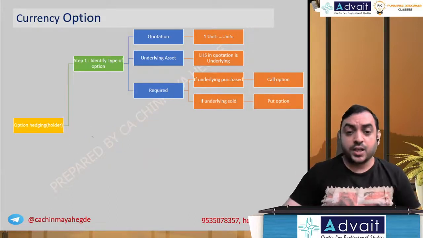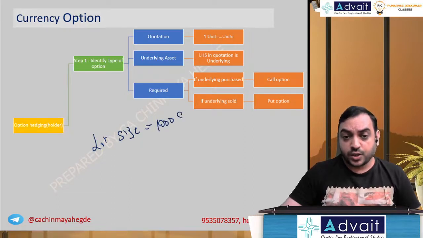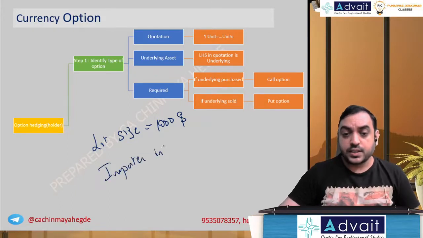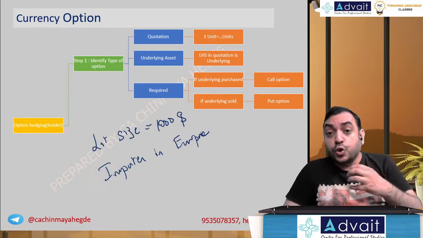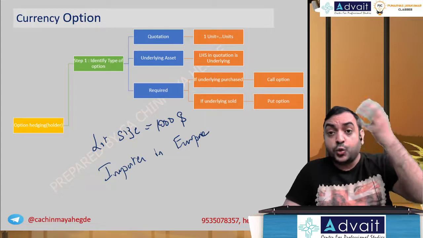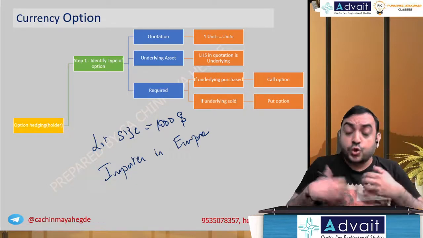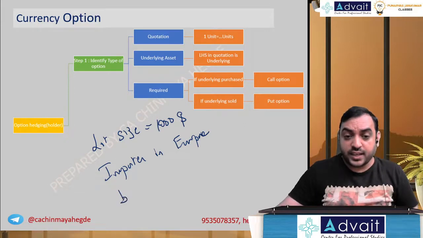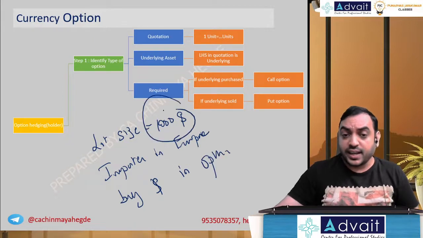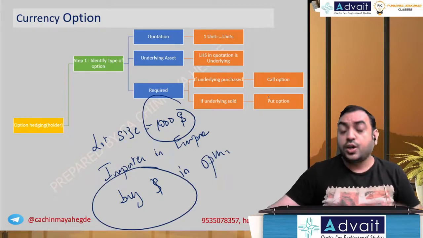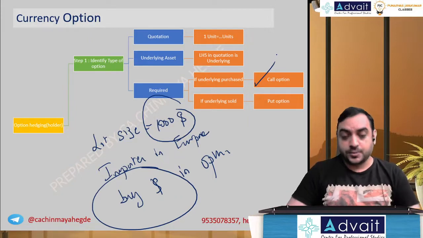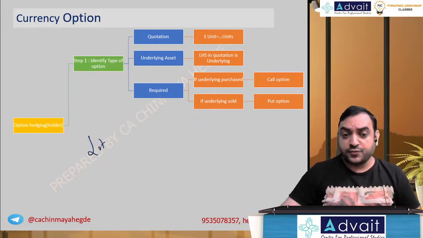Fine. One more example. Lot size is $1,000. We are talking about an importer in Europe. A European is purchasing goods from the US. So the European needs dollars. He is going to buy dollars in options. So the underlying asset is dollar. You are buying dollar. So what are you going for? Call option.